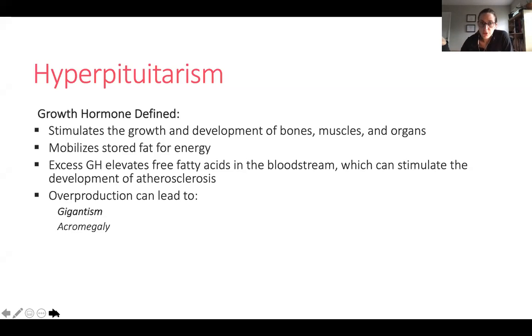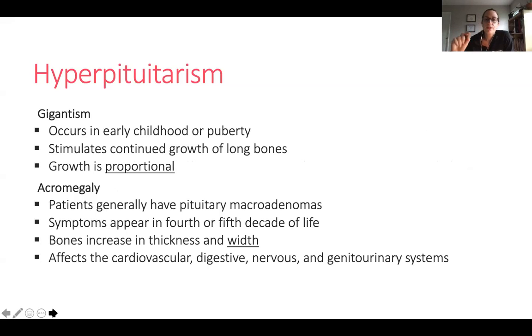So overproduction of growth hormone can lead to gigantism or acromegaly. Those are the two disease processes that result from the overstimulation of the growth hormone. The main difference between these two is that gigantism occurs in early childhood or puberty. What that means is that their bones never stop growing, and the growth is proportional. This happens because the bones are still growing, so that's why it's proportional.